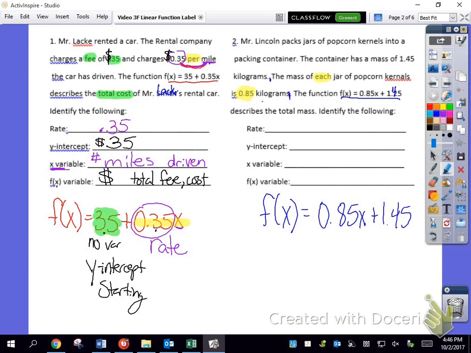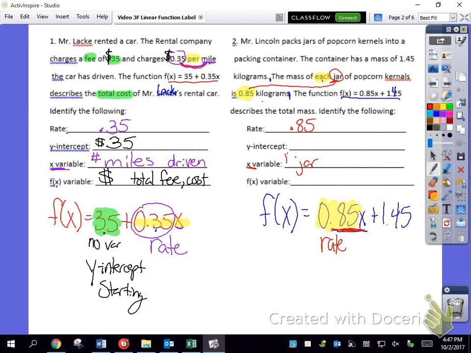0.85. Okay, look at the 0.85 and notice it goes together with the x, right? What is the x? 0.85 goes with each what? Jar. So 0.85 is next to my x, so that is my rate. My rate is 0.85 for each what? Jar. So that means my x represents jars. Okay, that's the number of jars.